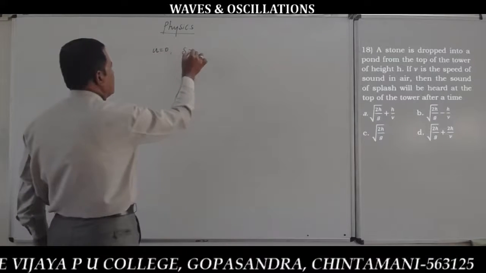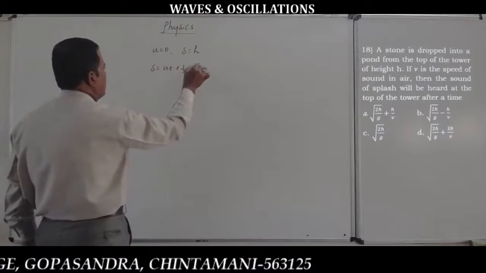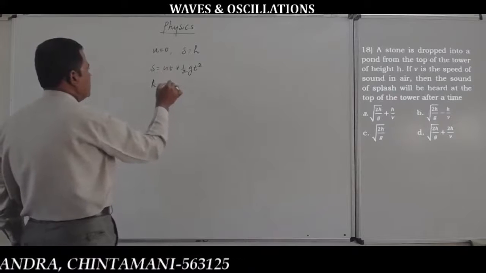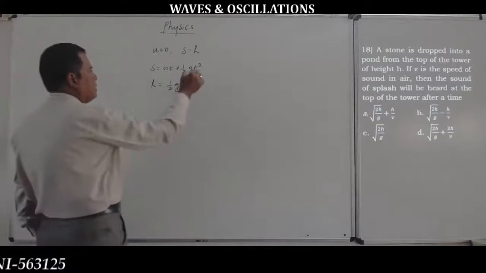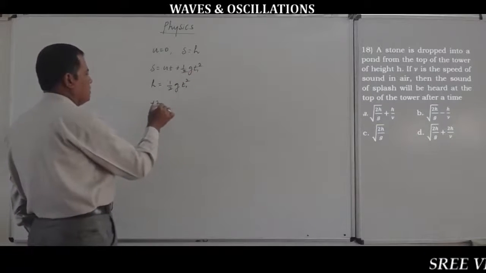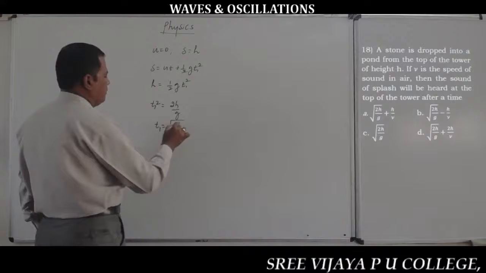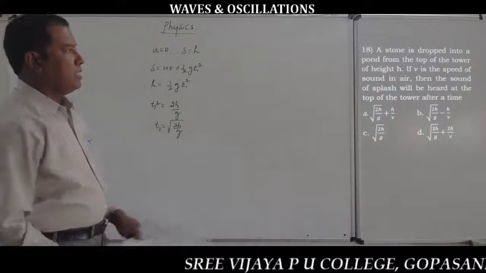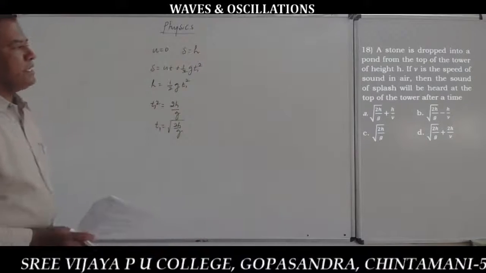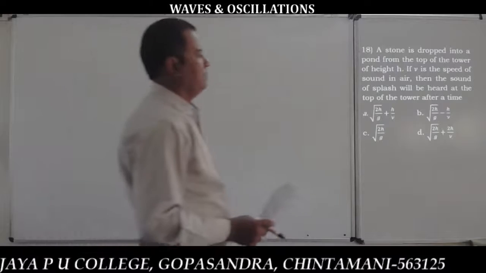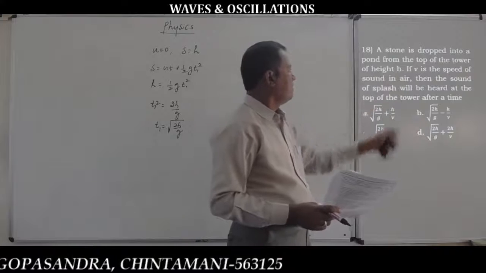And here let me equate s is equal to h. For this relation s is equal to ut plus half g t square. So h is equal to, since initial velocity is 0, half g into t square. Let me consider the time as t1 now. t1 square is equal to 2h by g. t1 is equal to square root of 2h by g. This is the time taken for the stone which is dropped from the top of the tower of height h.